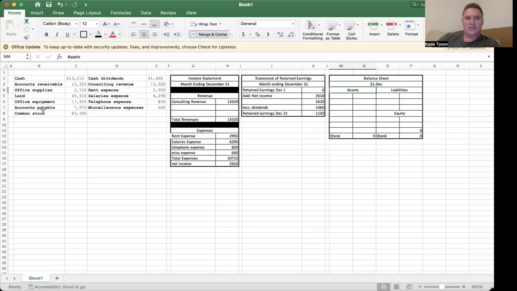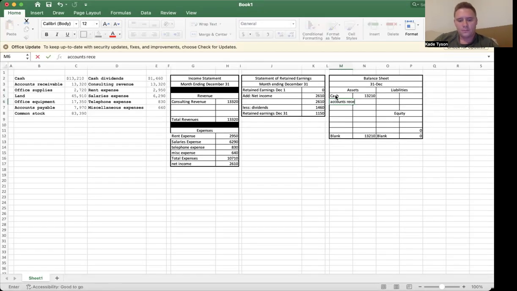Is the accounts that you pay of value to you? Not necessarily. So we're going to go ahead and list out our assets. First, we have our cash, and we have that at $13,210, a big asset that we have. We have accounts receivable. These are all the people that owe us money.